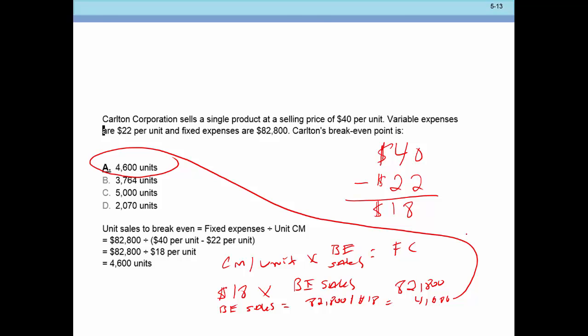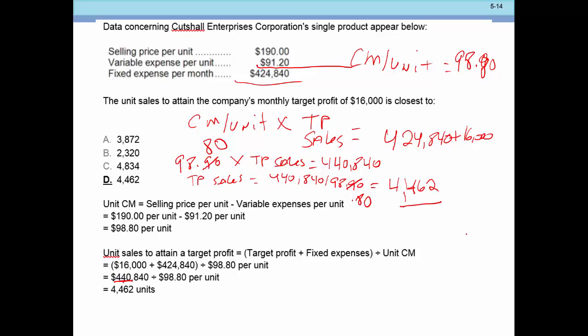Okay, good. Let's see what happens if they throw in a target profit. Ooh, that's going to be hard. What? Break even contribution margin per unit is what? The 190 sales price minus the 9120 gives me what? 98.80 per unit. Okay, 98.80 per unit, and then what?